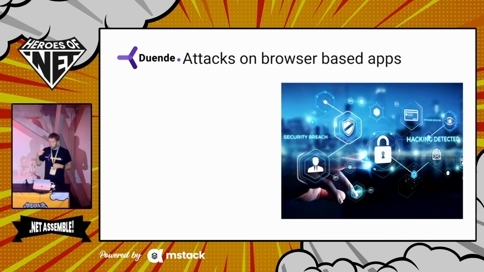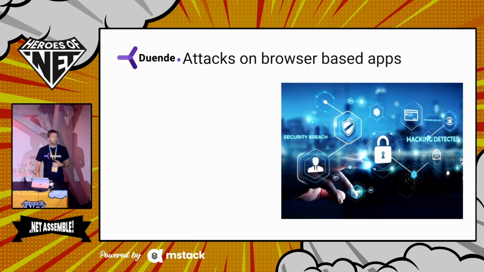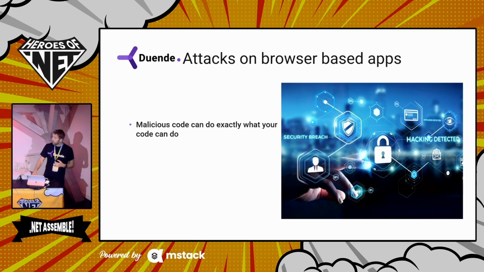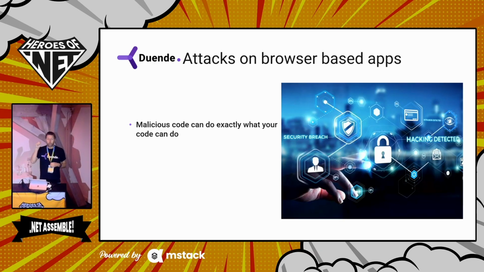Now, browsers are constantly under attack. They're an interesting attack vector, right? Because as soon as you have malicious code that leaks into a site, like I said, that malicious code can do whatever you can do as well. So if you can transfer money from one account to another account, then the malicious code that's running in that same site can do the same thing.